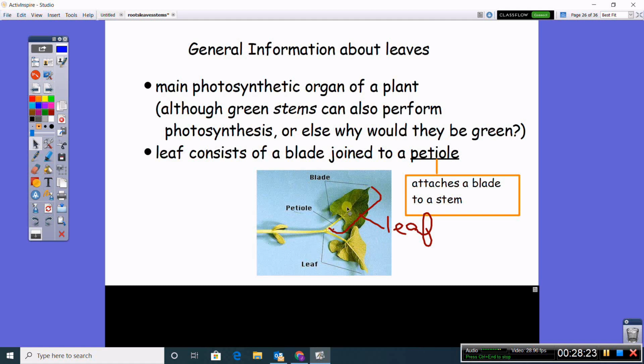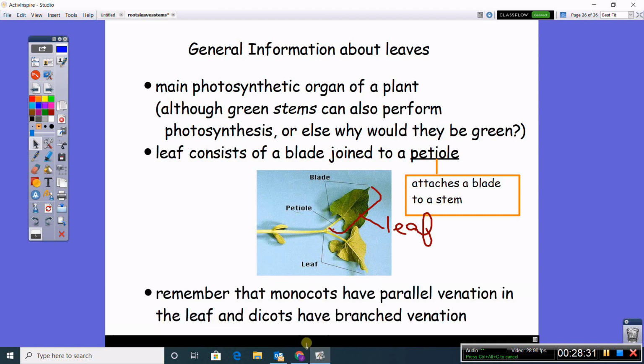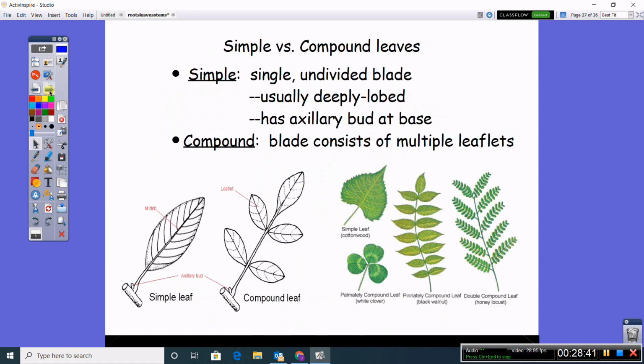But what you're going to see is the leaf is not just this structure. The leaf is this plus that. That entire thing is the leaf. And then just remember that monocots have parallel venation in their leaves and dicots have branched venation. Okay, simple versus compound leaves. Simple is a single undivided blade.